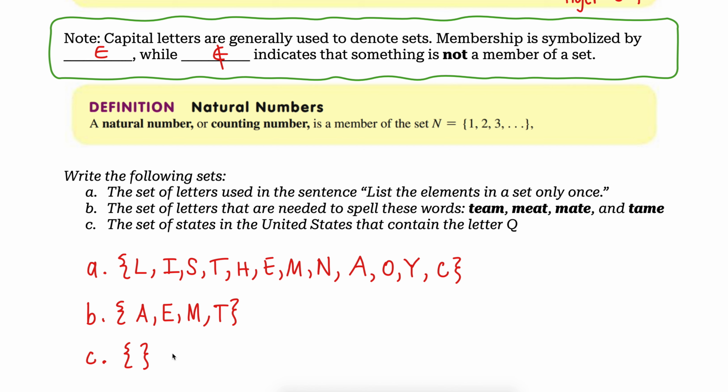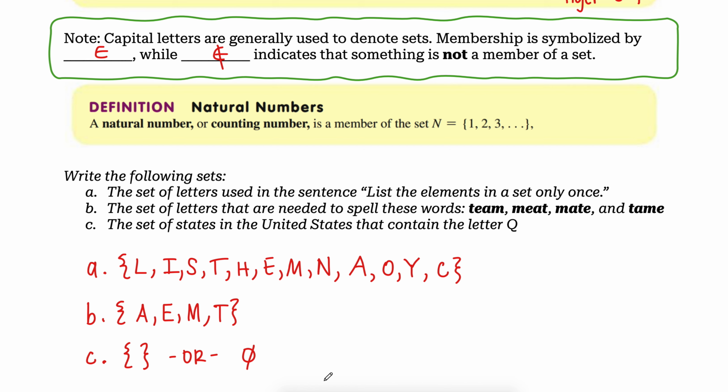You might also see this symbol, which means the null set. Okay, that's our empty set, or the null set. It means there's nothing there. There are no states in the US that contain the letter Q.